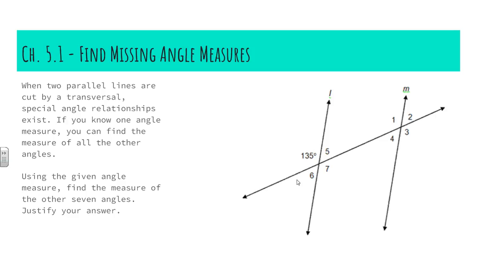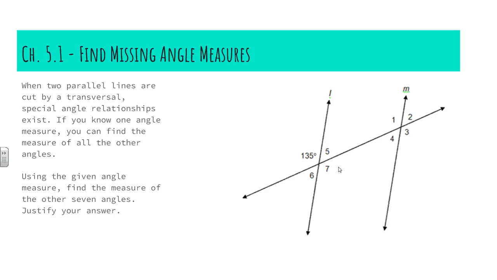So we know that this angle right here is 135. There's a couple of things going on. We know that the 135-degree angle and angle 7 are vertical angles, so we know that these are both 135 degrees. We also know that if we do alternate exterior angles, going across the transversal and across the parallel lines, angle 3 would also be 135 degrees.